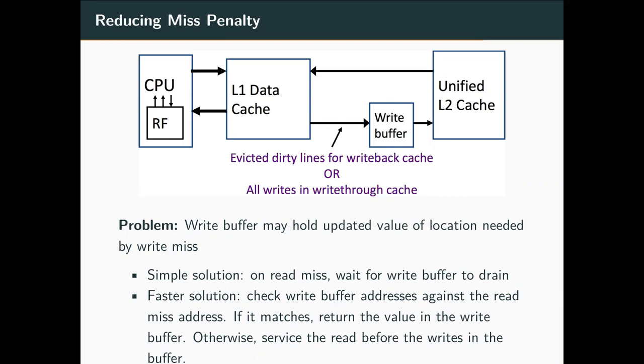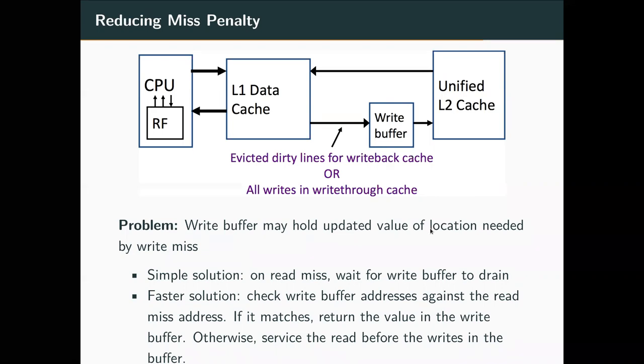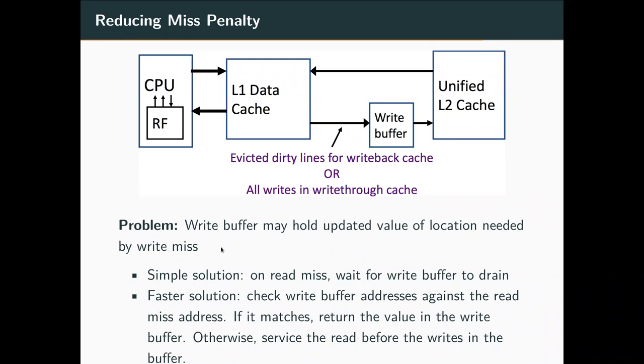But there's a problem. So this write buffer may hold an updated value of a location needed by some other miss or write miss. So I think this needs to be a read miss. Anyway, let's just say that we write to memory address 0, and then we evict it for some reason, or we do a write through, and it's back in this write buffer, and then we read from it. And for some reason, maybe we had also evicted it from L1 and we had to go out to L2. Well, now if we look at L2, it's going to be wrong because it hasn't been written to yet. It's still in the write buffer. So we would have a problem. There'd be one value of the data in the write buffer and one in L2. And if we had a miss, we could have some problems.